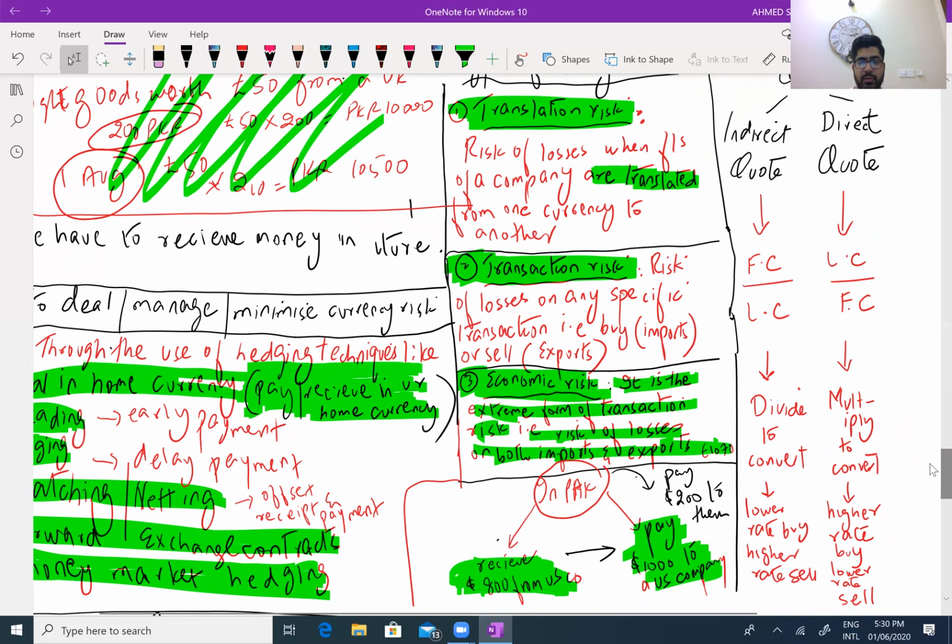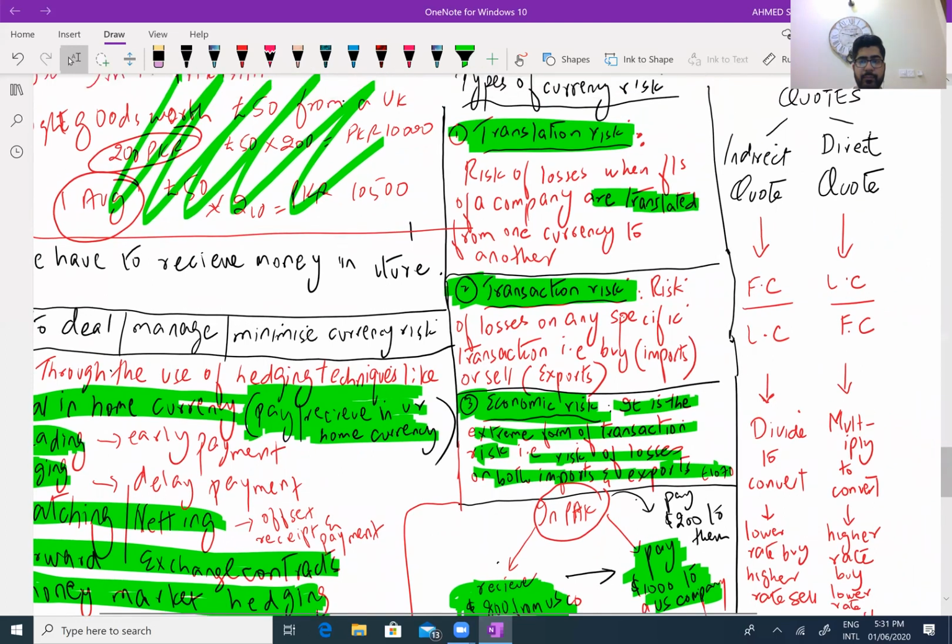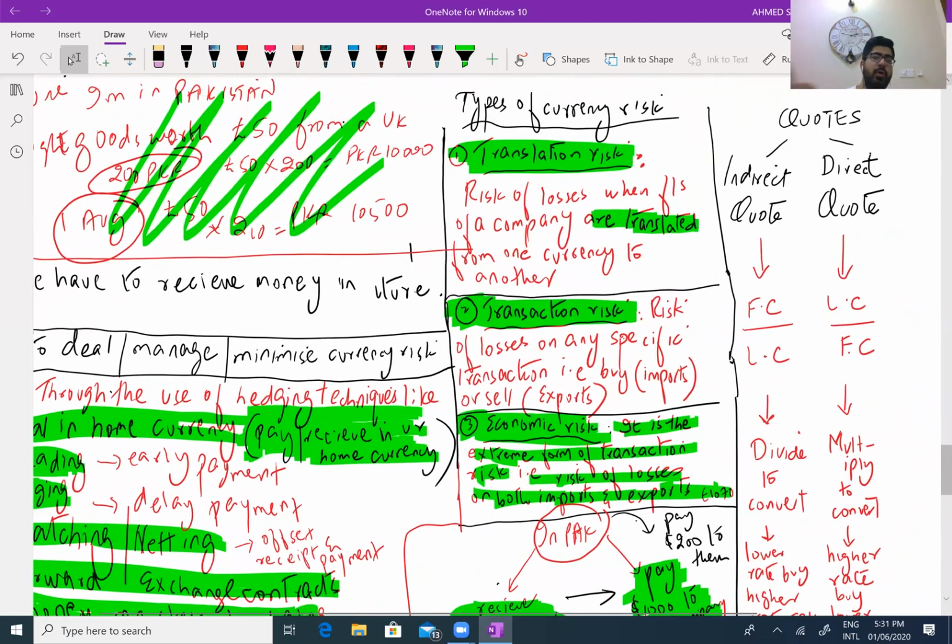And this thing is called the rule of quotes. Okay. Before moving towards forward exchange contracts, let me explain that there is a rule of quotes. There are 2 quotes operational in financial markets. One is called indirect quote and one is called direct quote.